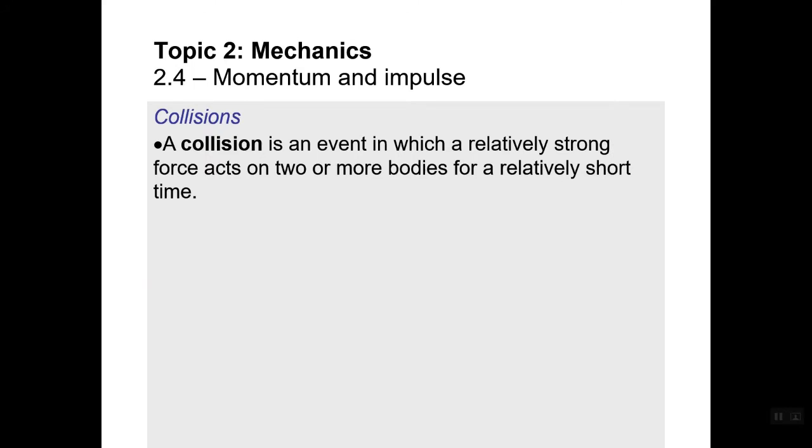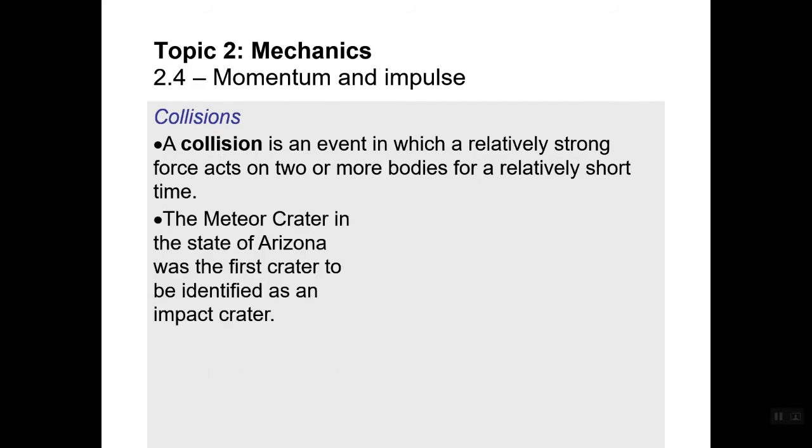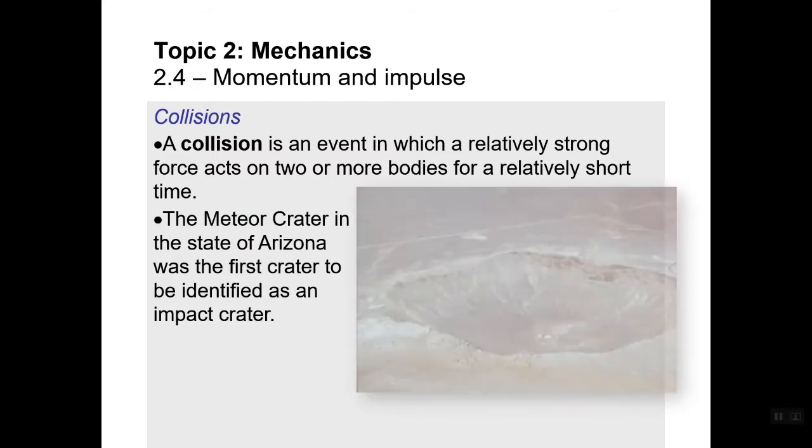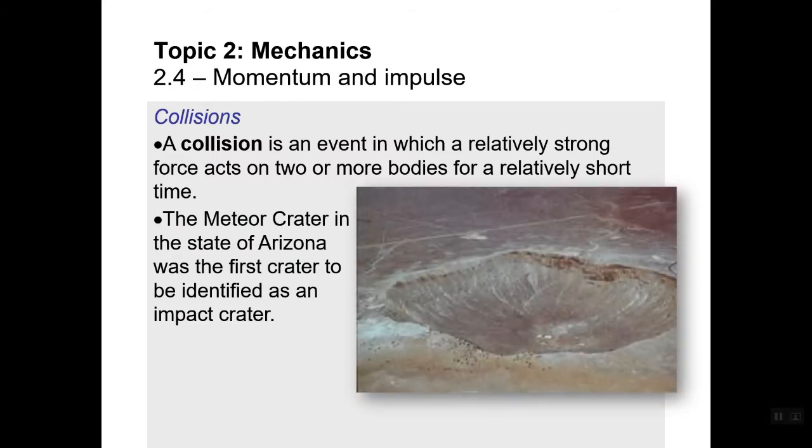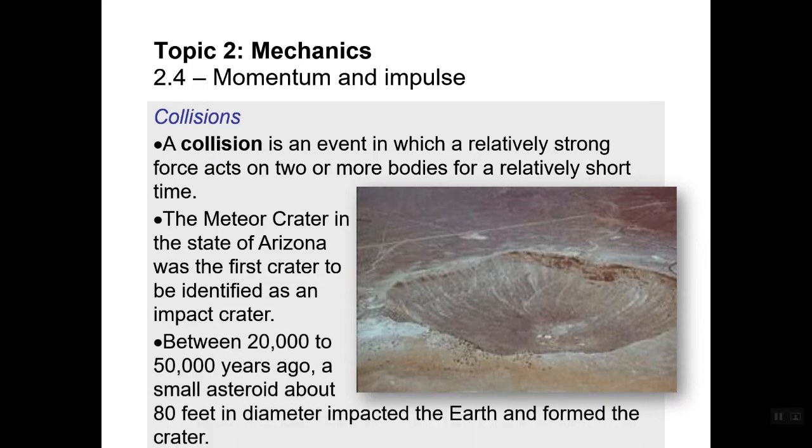Collisions. A collision is an event in which a relatively strong force acts on 2 or more bodies for a relatively short time. The Meteor Crater in the state of Arizona was the first crater to be identified as an impact crater. Between 20,000 and 50,000 years ago, a small asteroid about 80 feet in diameter impacted the Earth and formed a crater. Beautiful.